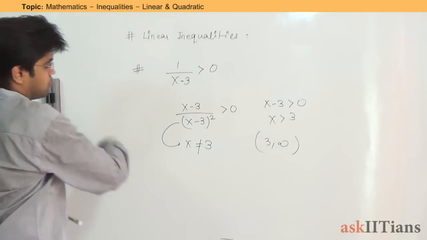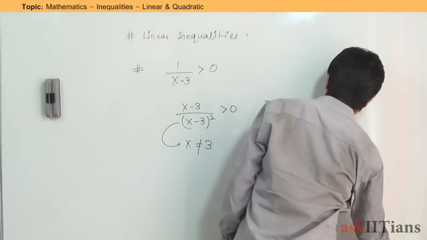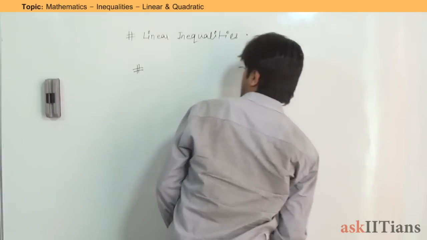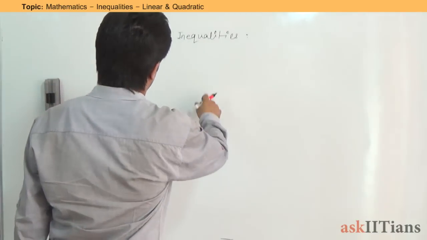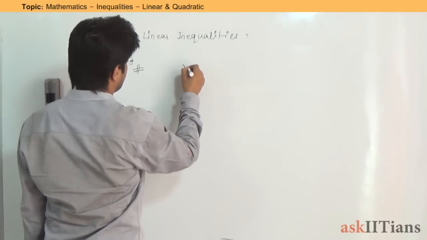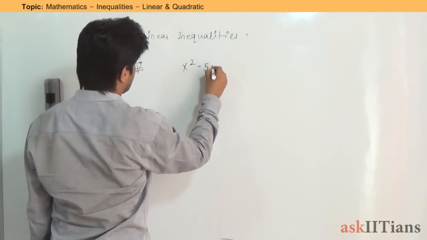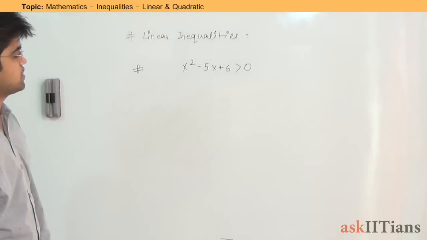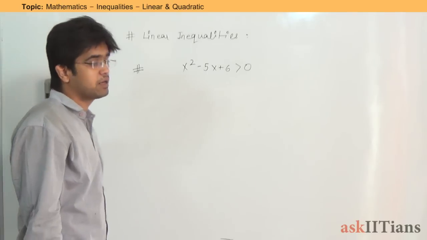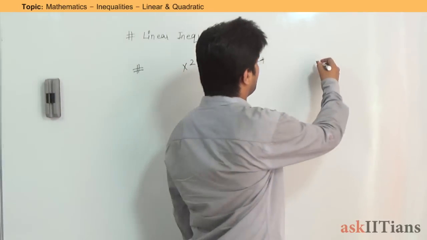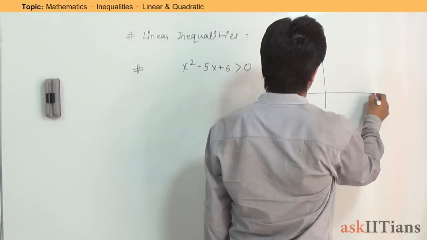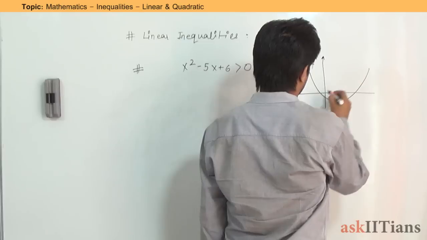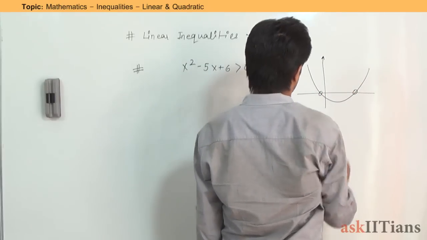Now let's move on to quadratic inequalities. Suppose there is a quadratic equation written like this. Now, if this is the quadratic equation and we want it to be greater than 0, we know that the graph of a quadratic equation, if it has two roots, will be something like this. This will be one root and this will be the other root.